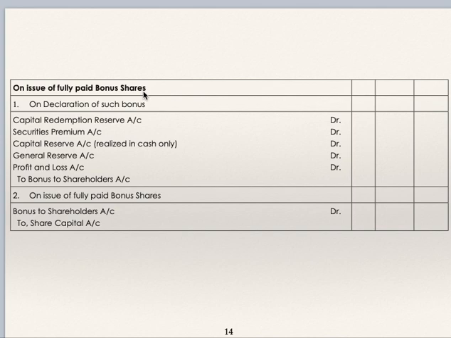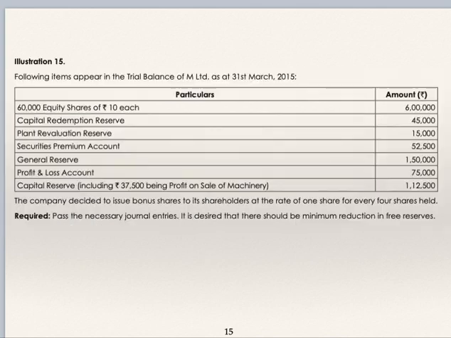On issue of fully paid bonus shares: capital redemption reserve account debit, securities premium account debit, capital reserve received in cash only debit, general reserve debit, profit and loss debit, to bonus to shareholders. This entry is to show bonus due to shareholders. And on issuing fully paid bonus shares, bonus to shareholders to share capital. Bonus to shareholders, one debit and one credit. So the net effect is accumulated profits account debit to share capital.